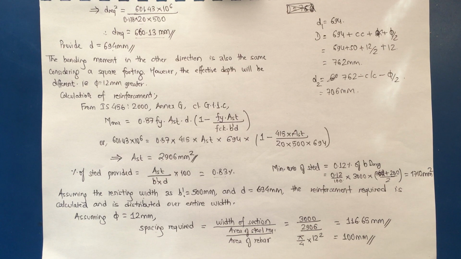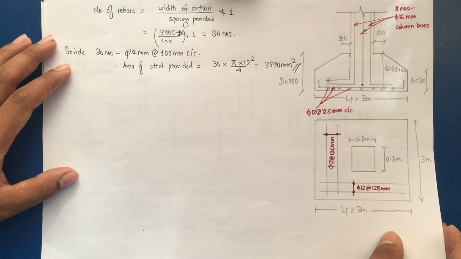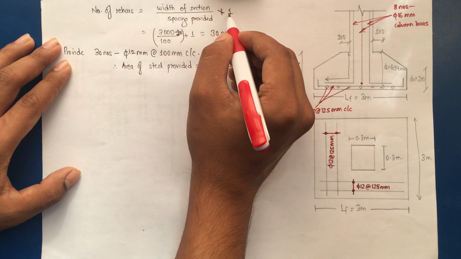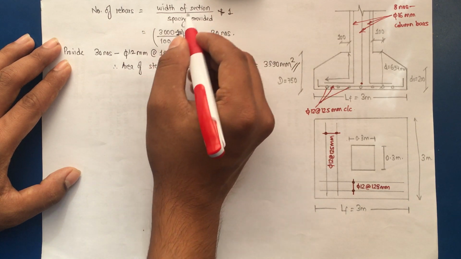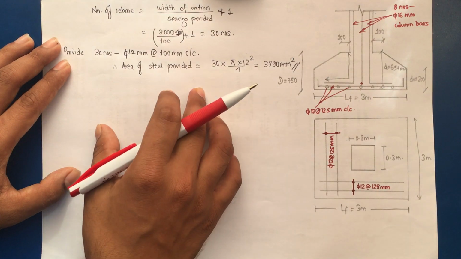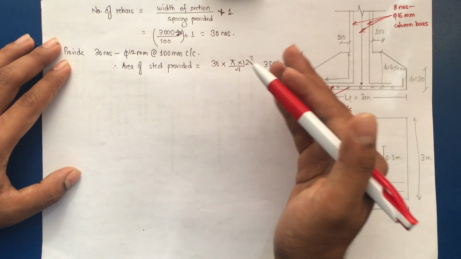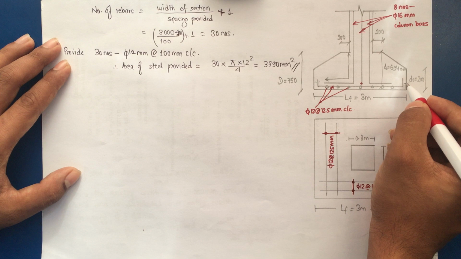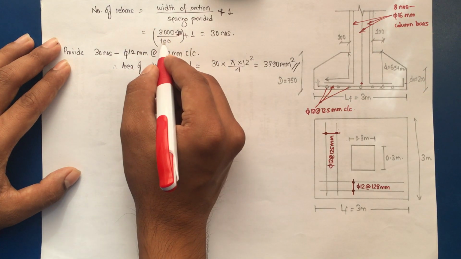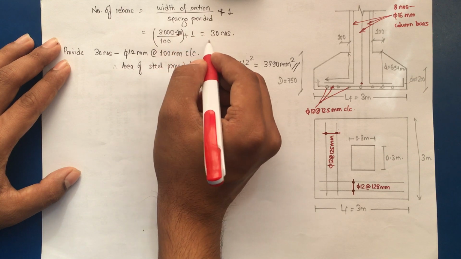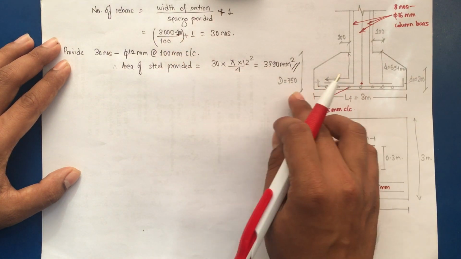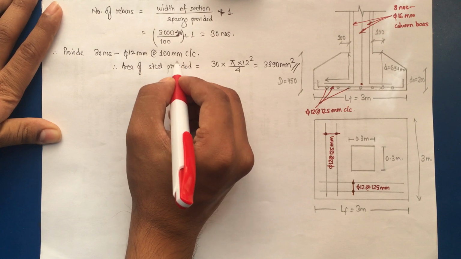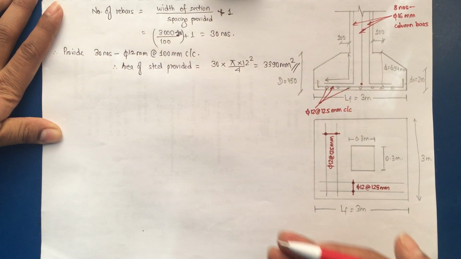So let me calculate the number of bars as well, so it will be easier to understand. The number of bars is calculated by using this formula: width of the section divided by spacing provided plus 1. It is plus 1. For the width of the section, we have to reduce the clear cover on either side. So if this is 3000, we have to provide cover at both ends. So 3000 minus 100 divided by 100, that is the spacing provided, plus 1. So this comes as 30 number. So 30 number of bars should be distributed along the width of the section. So provide 30 number of 12 mm bars at 100 mm center to center in both directions.